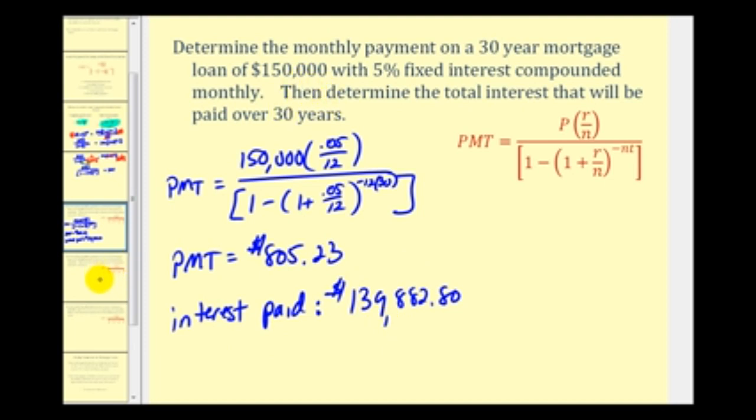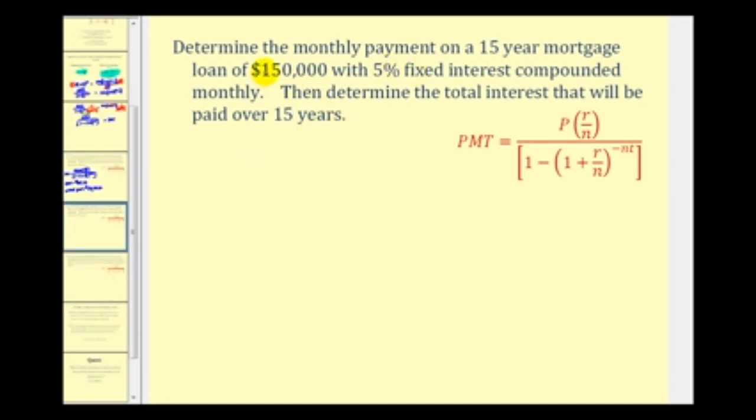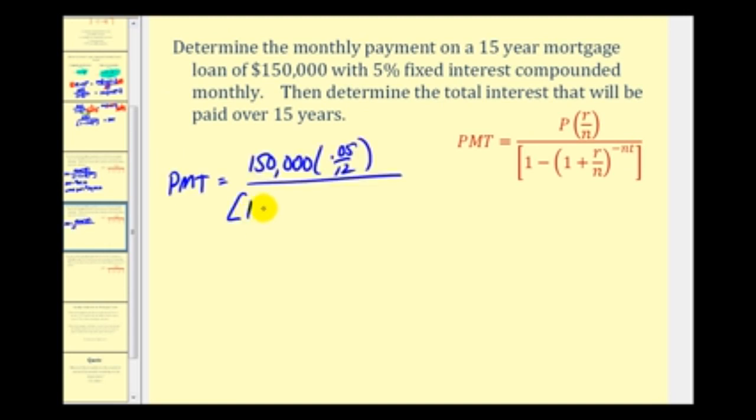Now for our second example, we're going to compare the same loan, but now instead of a 30-year mortgage, we'll take a look at the difference in payments and interest amount if we have a 15-year mortgage instead. So everything is the same here, except now t, the number of years, will be 15 instead of 30. So our exponent here is going to be negative 12 times 15 now instead of 30. So let's see how this affects our monthly payment as well as the total interest paid over 15 years.